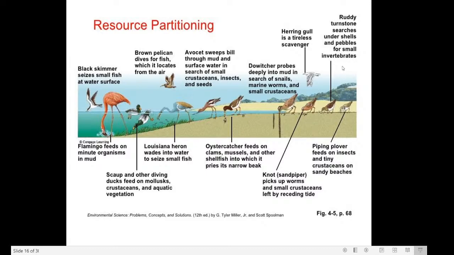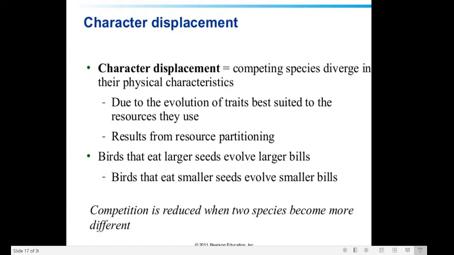Here they are searching for small vertebrates. The piping plover's feed is insects. Here you can see the resources: all of them are seabirds, but their food is different. Some take water fish, some take insects from the mud, some take the vegetative part, some take seeds, some take insects, some take snails, some take small worms. Their resources vary.